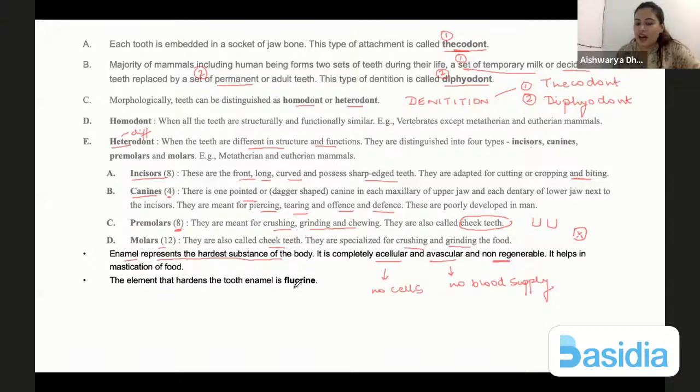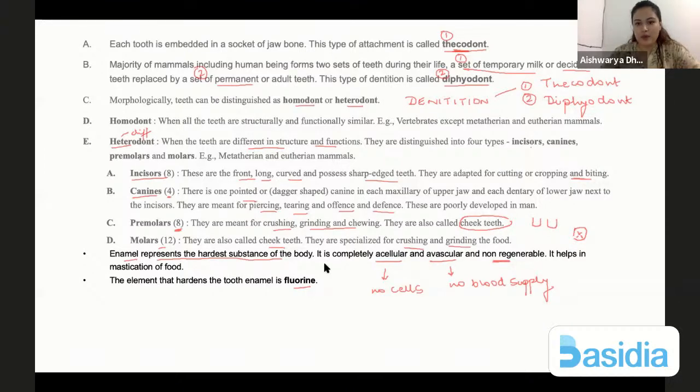Now, the element that hardens the tooth enamel is nothing but fluorine. You must have seen in a lot of toothpaste that it is enriched with fluorine. That is why it makes the tooth stronger. Only thing is that fluorine is of course produced inside our own body, and that is how enamel is formed. Right? Is there any doubt, anyone?